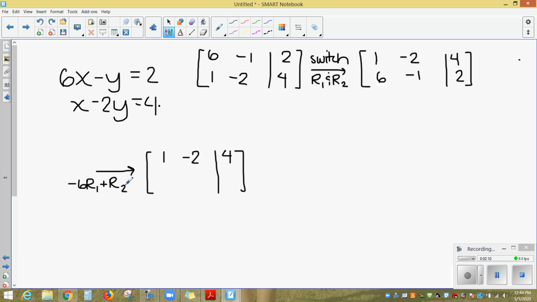And again, while I'm doing all of those things, I'm not going to take the time to write out everything times -6 and line it up with the other row and then add them all together. This is the shorthand version of that. Meaning -6 times 1 is -6. -6 plus 6 is 0. -6 times -2 is 12. 12 plus -1 is 11. 4 times -6 is -24. Plus 2 is -22. You should be able to do that without writing a bunch of things down, or without poking a lot of buttons on your calculator, but I know most of you will go there.